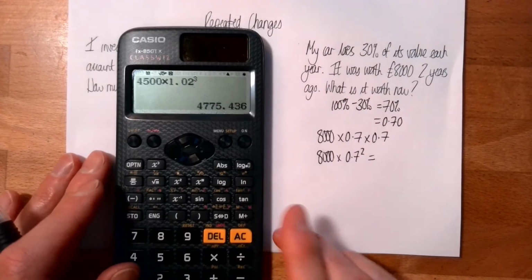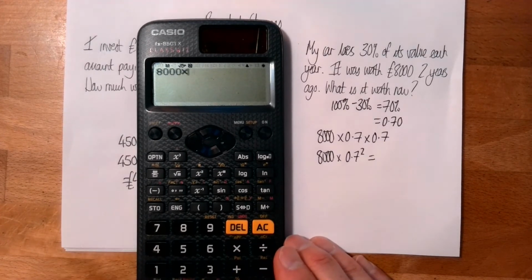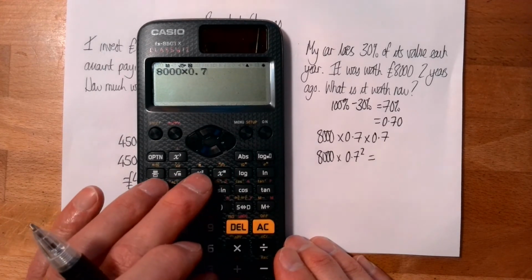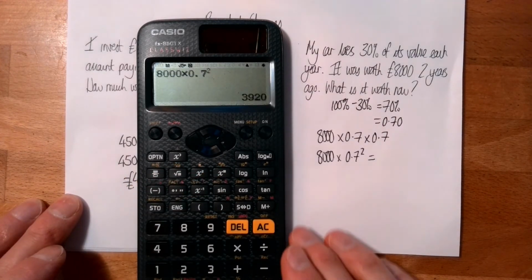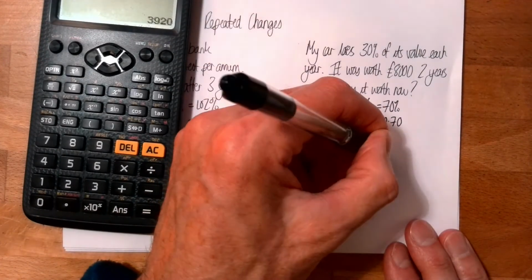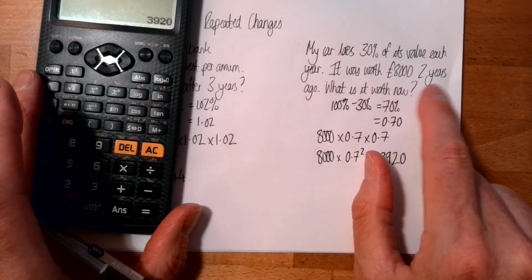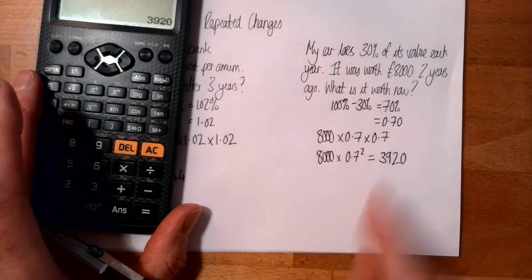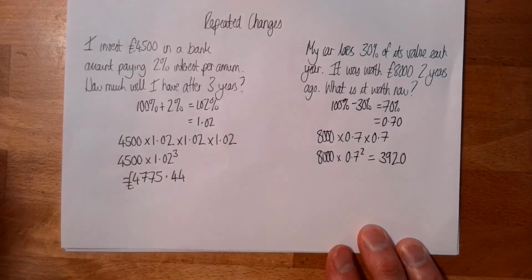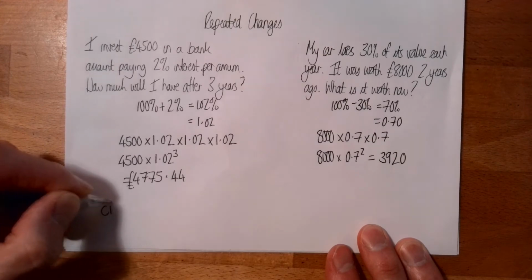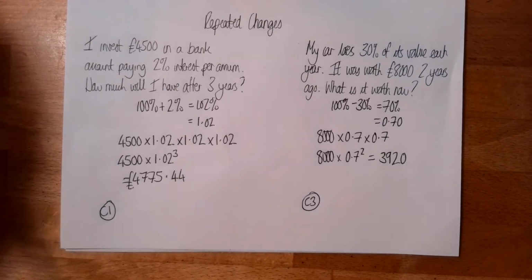So here we go. 8,000 multiplied by 0.7. Well, I can either use the power button or the squared button this time. Same thing. And that's how much it's now worth, 3,920. Note that that's not the same as 60%. It's not just 2 years of 30%, so you do 60%. You've got to work it out year on year. So see if you can have a go at C1 and C3 on the sheet.